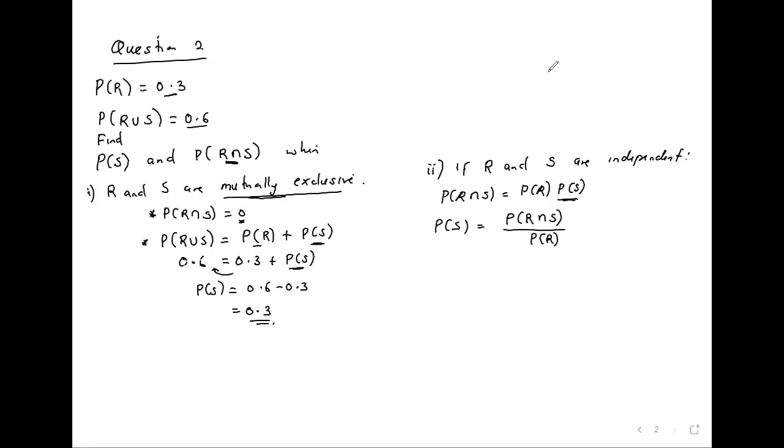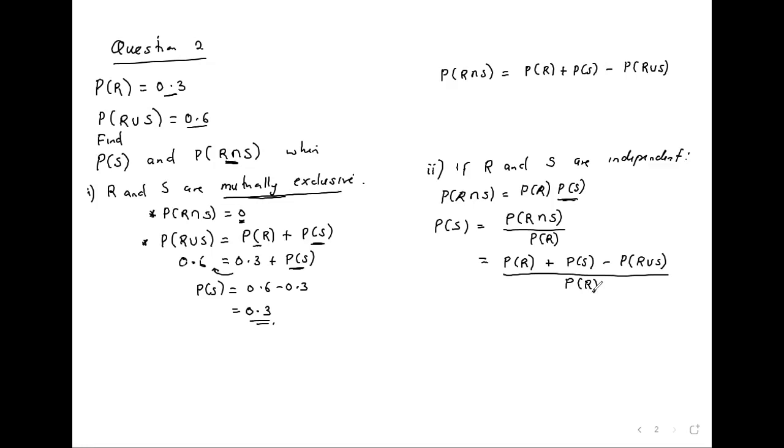So we know that the probability of R intersection S is the probability of R plus the probability of S minus the probability of R union S. Okay, so it means that here, where we have the probability of R intersection S, we can have the probability of R plus the probability of S minus the probability of R union S, and everything divided by the probability of R.